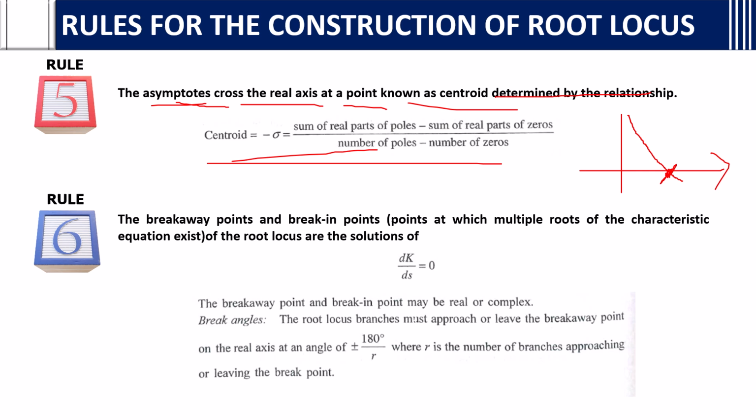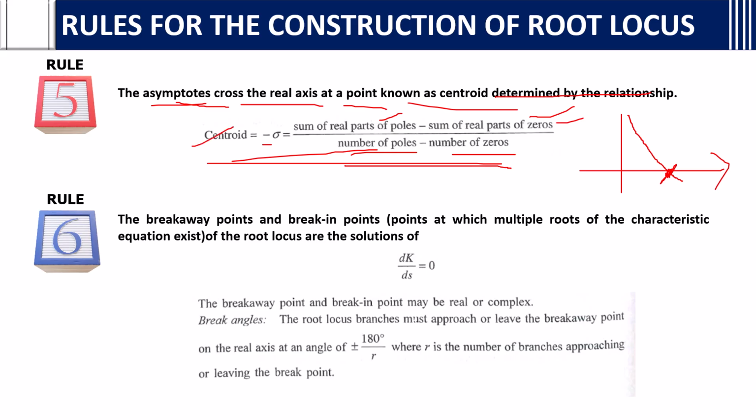The centroid has a relationship: minus sigma equals the sum of real parts of the poles minus the sum of real parts of the zeros, divided by the number of poles minus the number of zeros, which gives the centroid value. How do you get that centroid value? When the sum of real parts of poles minus the sum of real parts of zeros is divided by the number of poles minus the number of zeros, you get the centroid value.